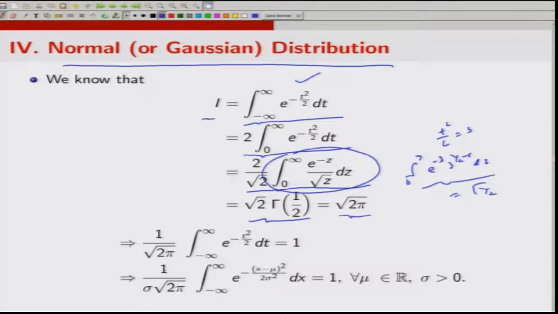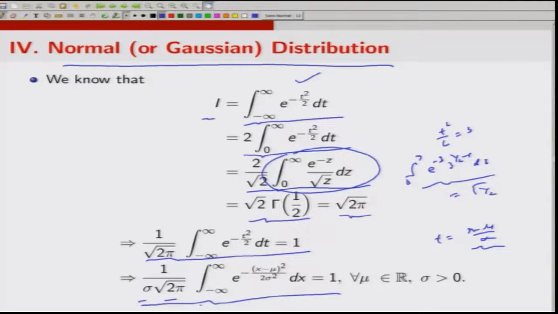So what it suggests is 1 by root 2 pi times the integral from minus infinity to infinity of e to the power minus t square by 2 dt is 1. Now I can make the transformation t as x minus mu by sigma. So dt becomes dx by sigma, so 1 by sigma root 2 pi. When t is between minus infinity to infinity, x is also between minus infinity to infinity, then the integral of e to the power minus x minus mu whole square by 2 sigma square dx is 1. So that means this whole integral is 1.